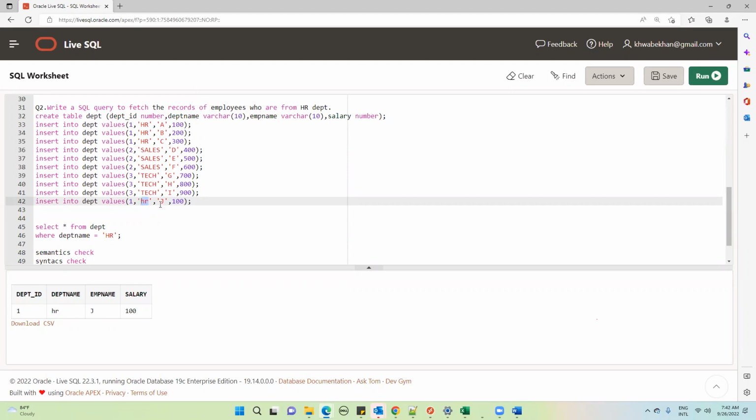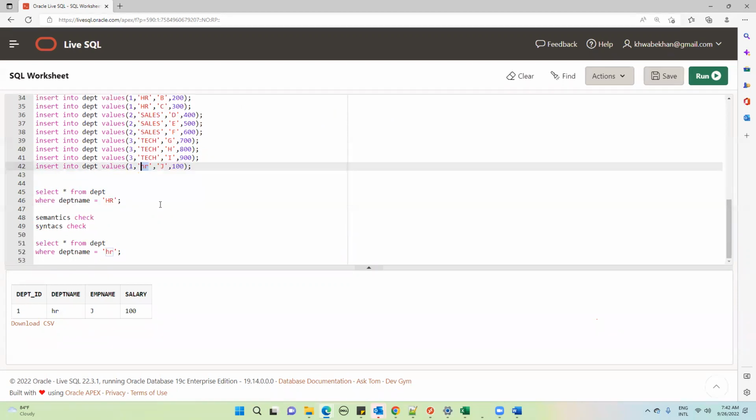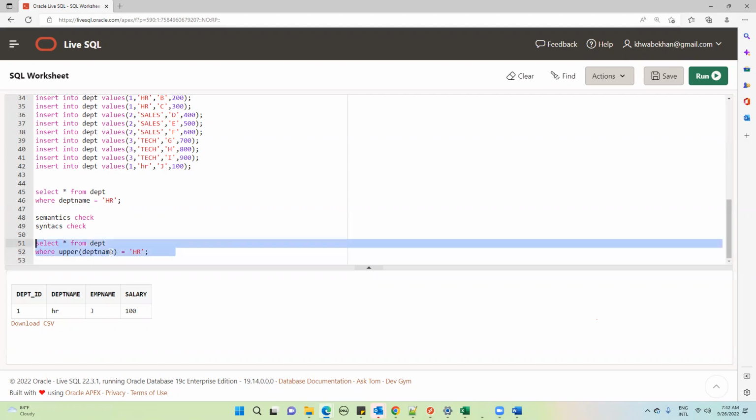Yes, sir. Okay. He is telling that he's not bothered about lowercase, uppercase. That is your headache. Show me the details of all the employees who are in HR department, whether it is saved as uppercase, lowercase, or whatever it may be. Okay. So for that, we have a solution and it is known as upper. Now let me run this. Now you verify it. Now you got the details of all the employees.